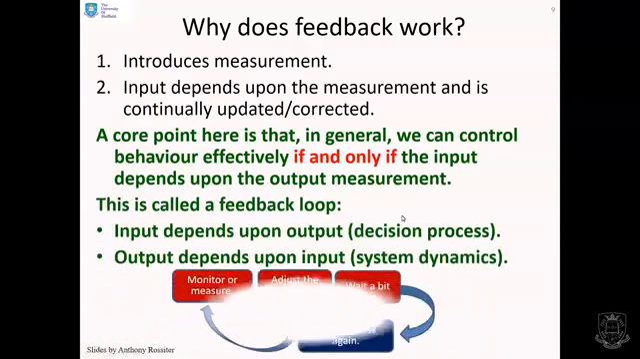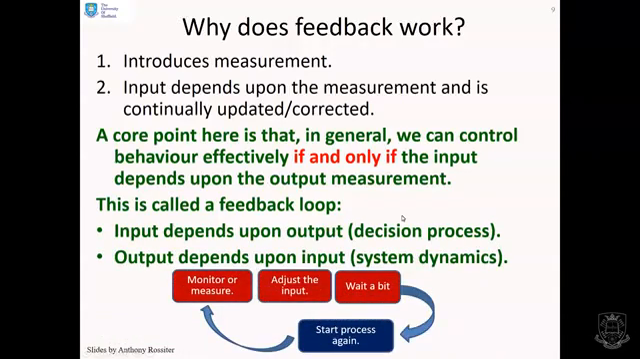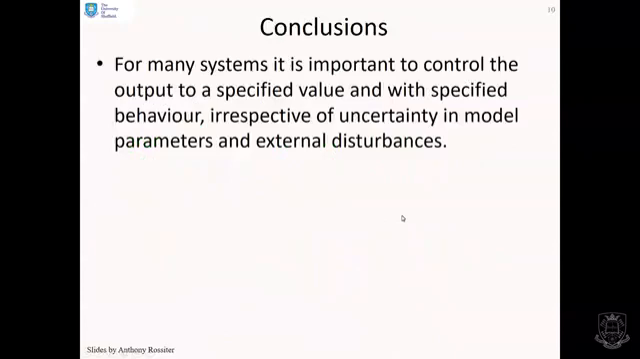And this is called a feedback loop because the input depends upon the output, that's our decision process, and the output depends upon the input through the system dynamics. So you can see it's a loop. Okay, so we've got this interdependence between the inputs and the outputs.